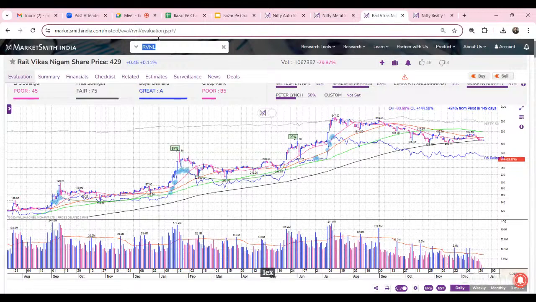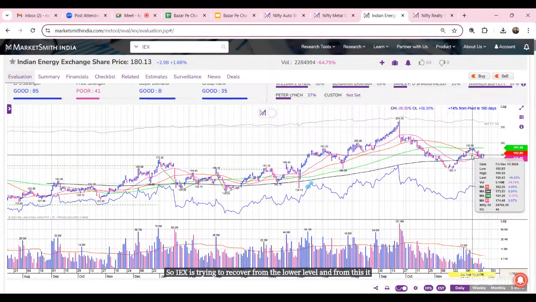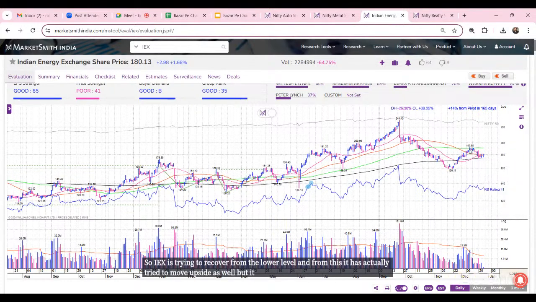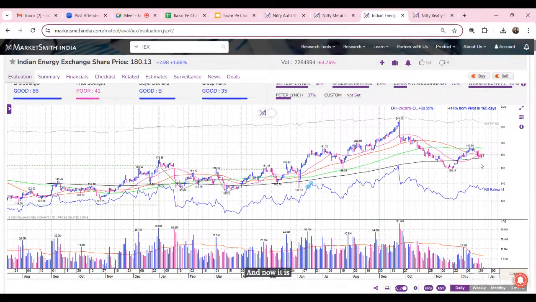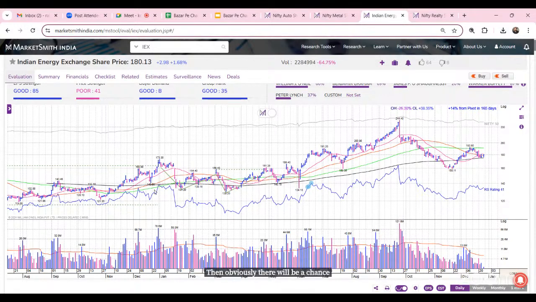IEX. IEX has tried to recover from the lower level, and from this it has tried to move upside as well, but it has received resistance near its 100 EMA, and now it is hovering between its 100 EMA and 200 EMA. So either a breakout or a breakdown is possible in this particular stock. So we need to wait and watch. If it reclaims its 100 EMA decisively with above average volume, then obviously there will be a chance to enter this stock.